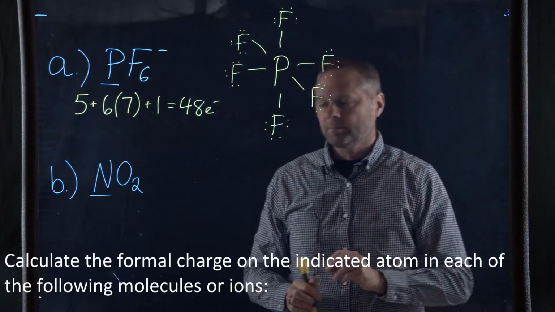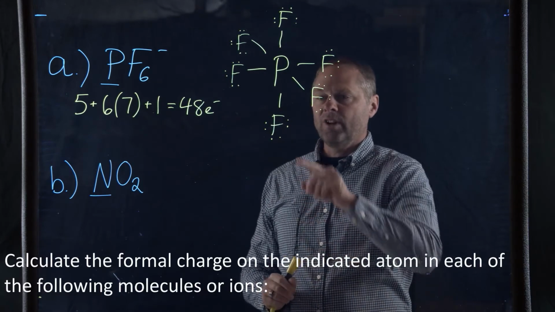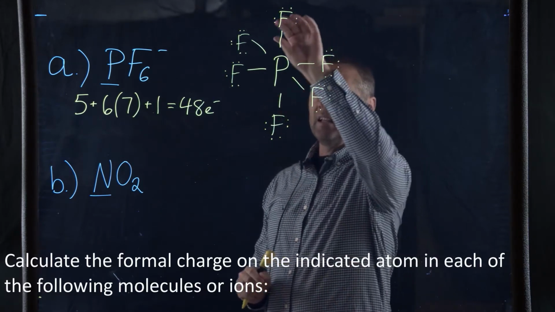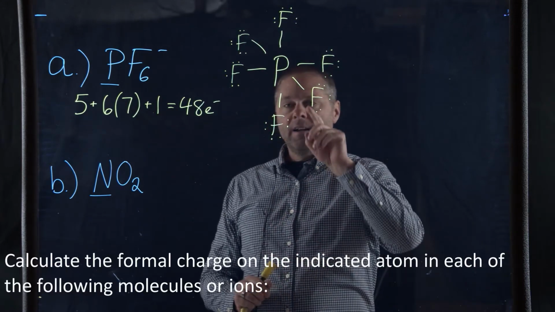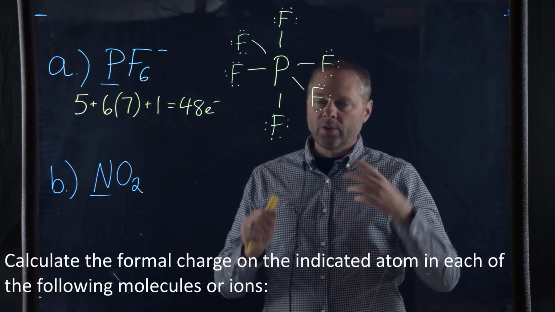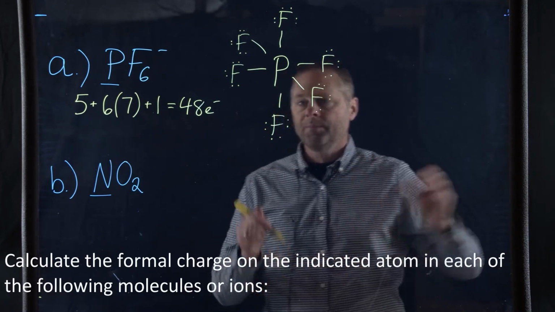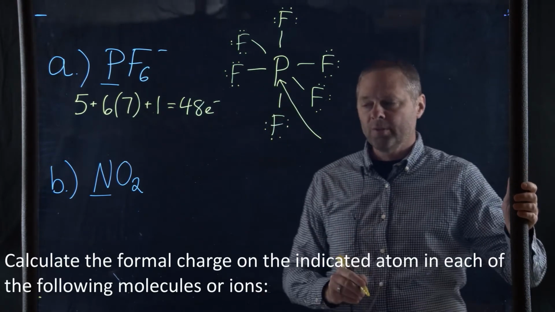Okay? Now each one of these atoms is going to have 8 electrons. So there's 8, 8, 8, 8, 8, and 8. And 6 times 8 is going to be 48, so there's our 48 valence electrons. And now what we want to do is come up with the formal charge for the phosphorus.